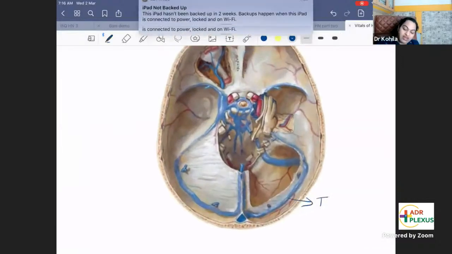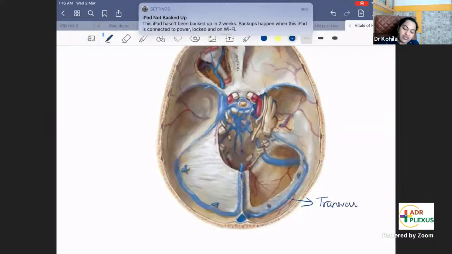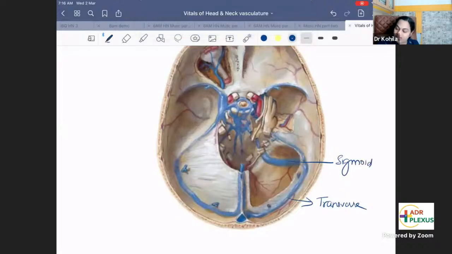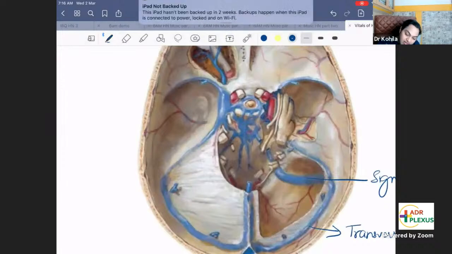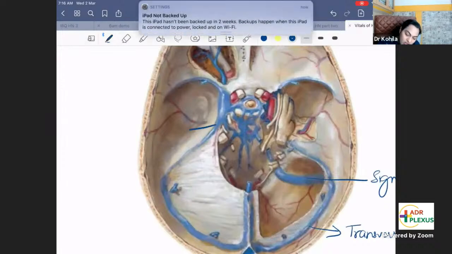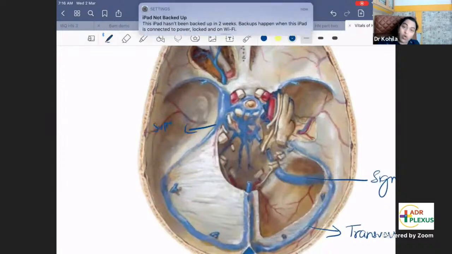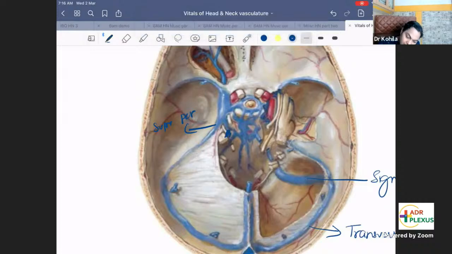This is the transverse sinus. This is sigmoid sinus. And here, this one here, this is your superior petrosal sinus. Over the petrous part of the temporal bone above will be superior petrosal. This small one here, that will be the inferior petrosal sinus.